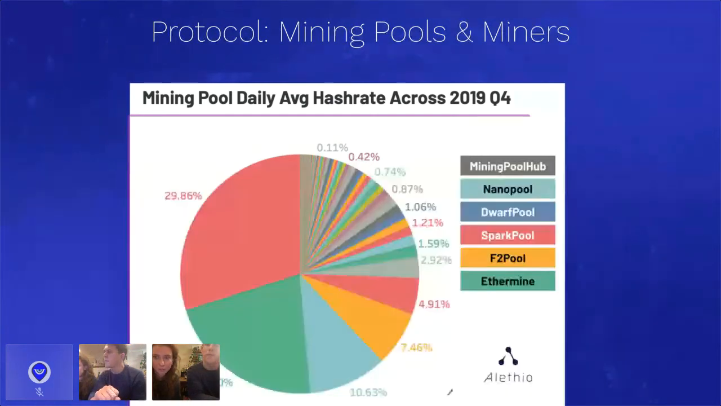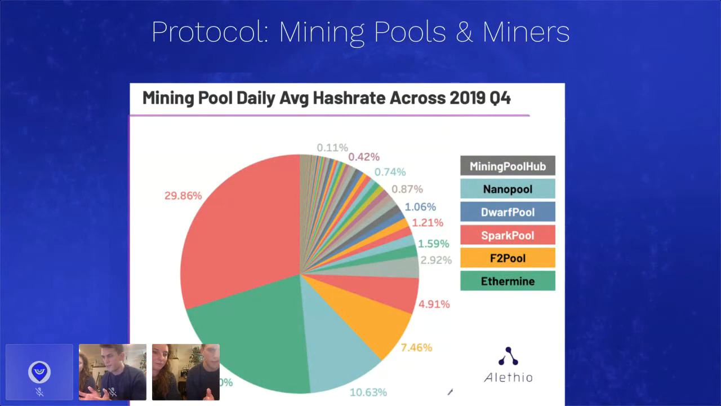Oh, there it goes. So when we look specifically at the average hash rate among mining pools across Q2, we see that in Q4, the average hash rate of mining pools tipped to reach over 50% among a small number. So just in the past quarter, Ethermine and Spark Pool accounted for, on average, just over 51% of the total hash rate on Ethereum. That is a point of centralization.